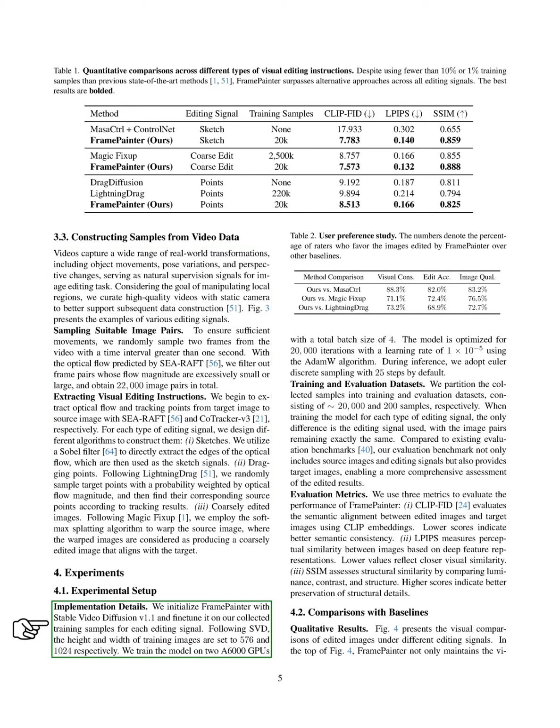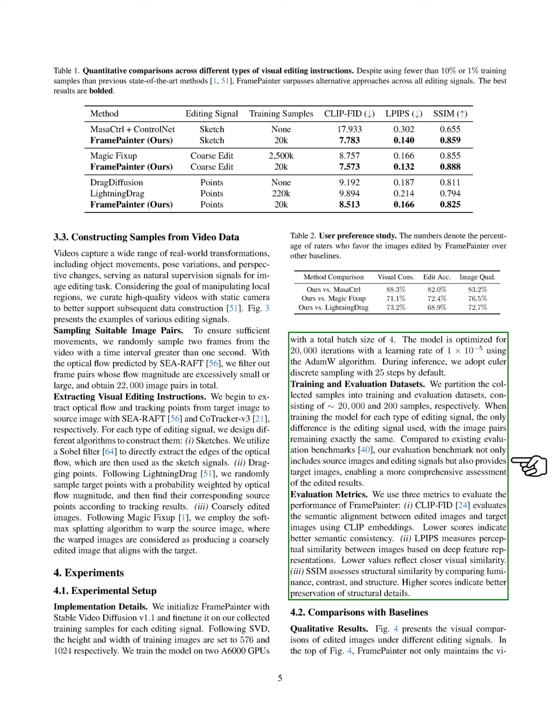In our experimental setup, we initialize FramePainter with stable video diffusion version 1.1 and fine-tune it on our training samples for each editing signal. We set the training image dimensions to 576 by 1024 pixels and train the model on 2 A6000 GPUs with a batch size of 4. The model undergoes 20,000 optimization iterations with a learning rate of 0.00001 using the AdamW algorithm. During inference, we use Euler discrete sampling with 25 steps.